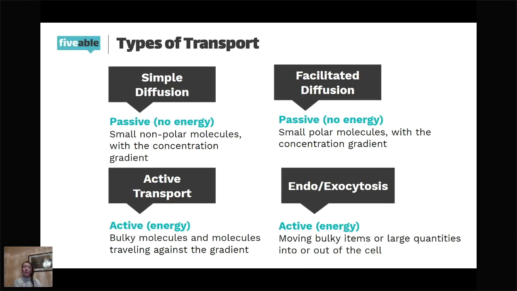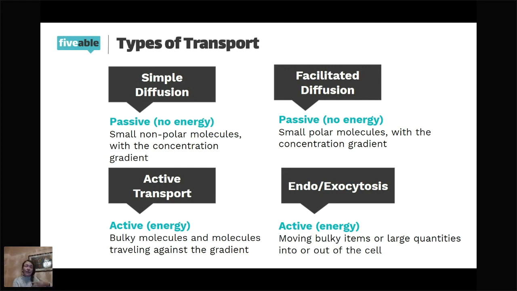These are small polar molecules, so these are molecules that would normally not be able to get through the plasma membrane due to the fatty acid tails, but they're going to use a transport protein to help, and they're still moving with the concentration gradient, so from high concentration to low concentration. That is part of the reason that this process is passive. Okay, because we're moving with the concentration gradient, molecules like to move that way. They just need some help getting through the plasma membrane. And I have pictures of all of these, so don't panic if you forget.